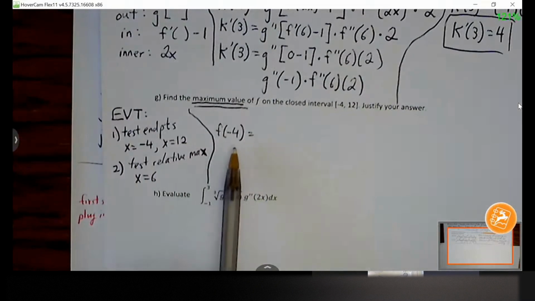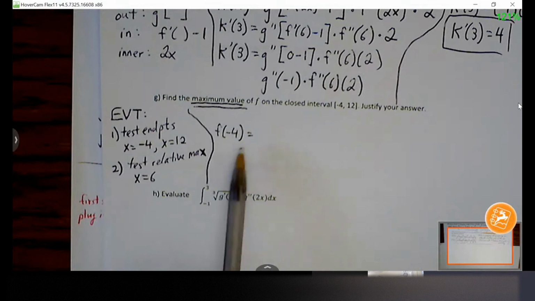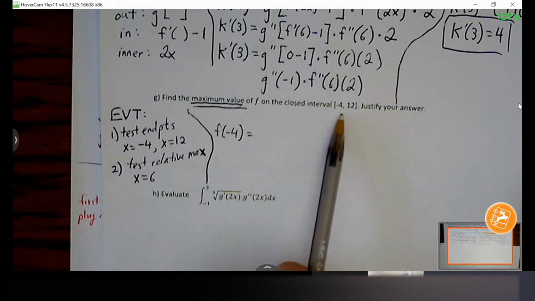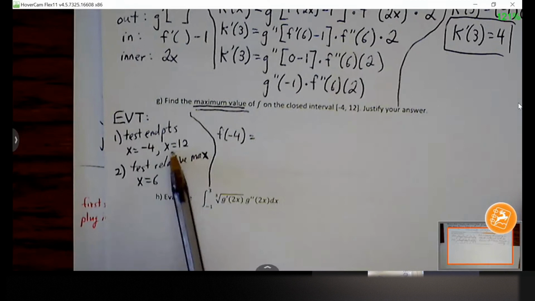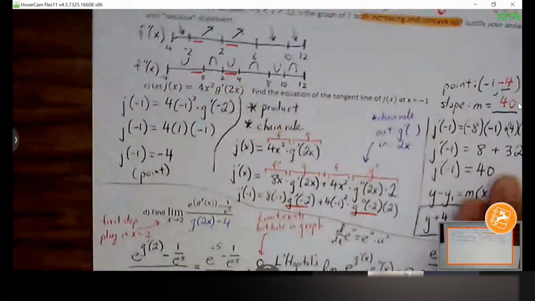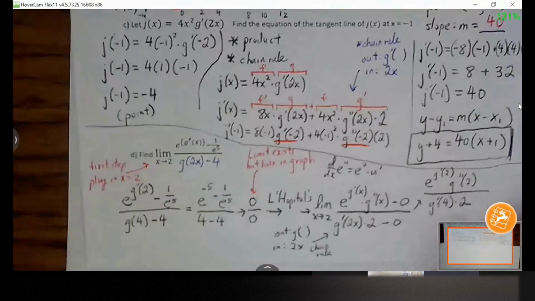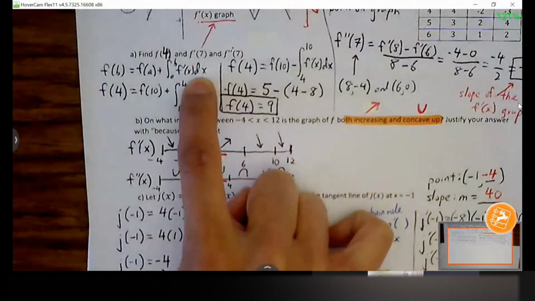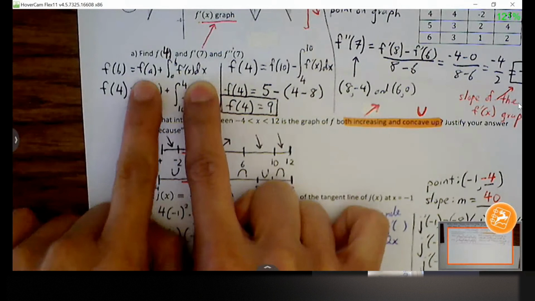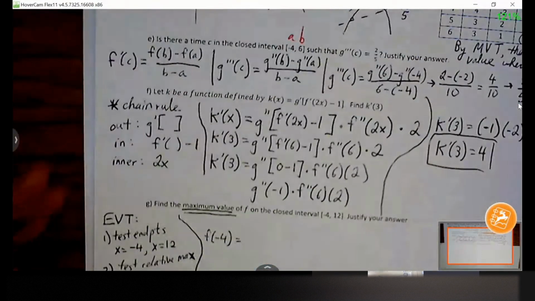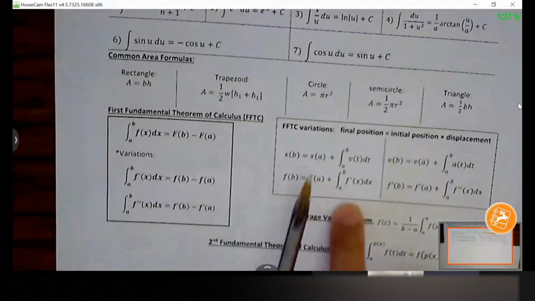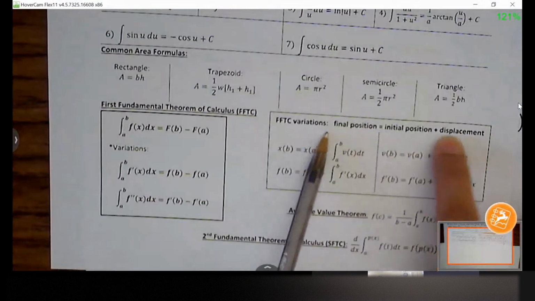So if we just do the integral from -4 to 12, then we're only finding this portion here. Right, we're only finding the displacement. We also have to involve the starting point. So anytime we're looking for a point, we have to use final position equals initial plus displacement.